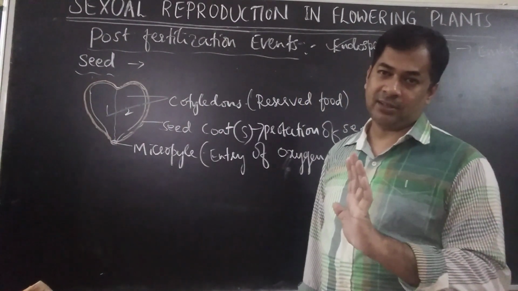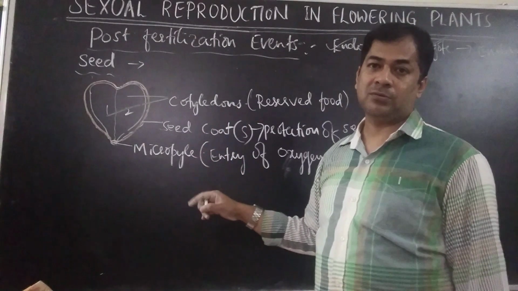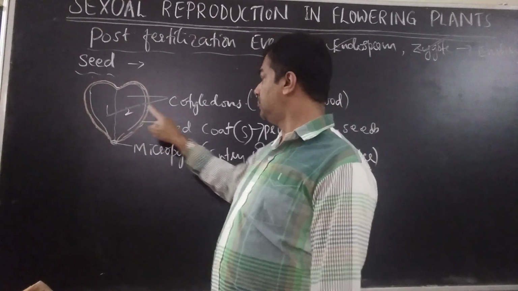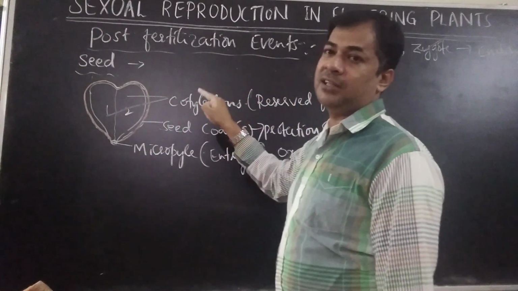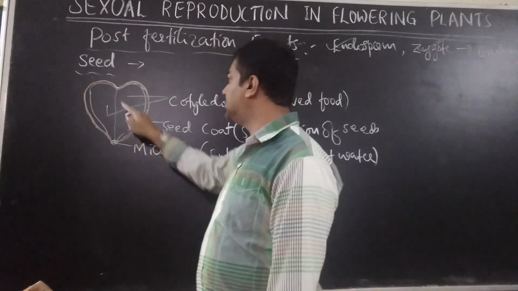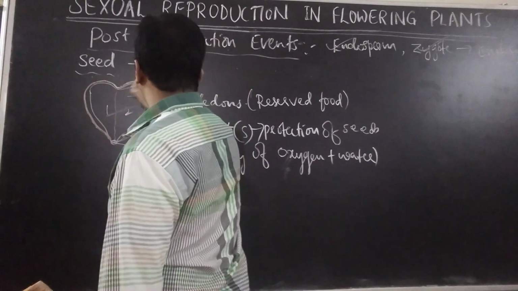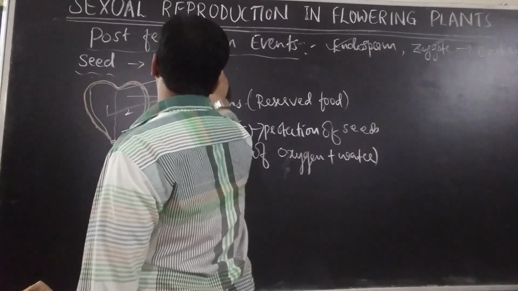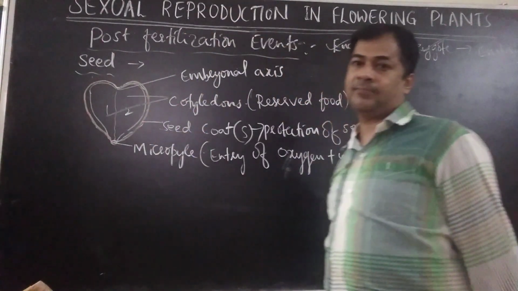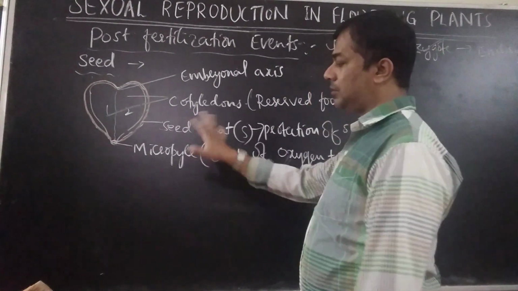If a seed has to germinate, it needs energy. So the energy required for germination of seeds is given by the reserved food which is there in the cotyledons. Do you understand what I am saying? Then in the center there is one part called the axis or embryonal axis. Okay, so this is one general figure I gave you.